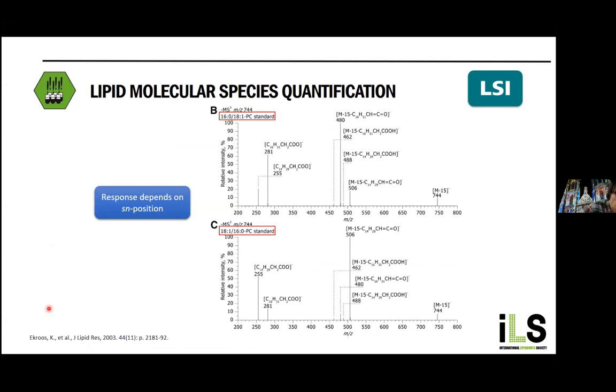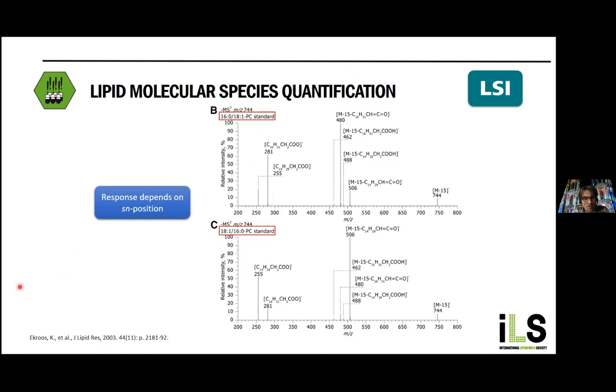Yesterday, we also had some questions about quantification in tandem mass spectrometry in negative ion mode. If you use the acyl fragments, that is quite a complicated task, because the response of these acyl chains depends on the SN positions. Here you see you get a higher response from the SN2 position of these standards.